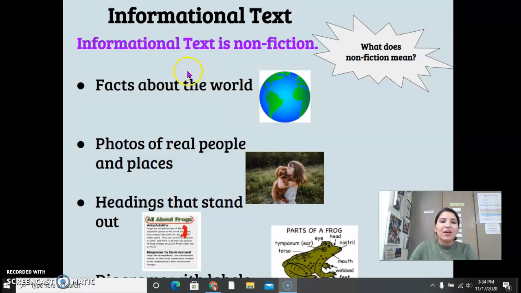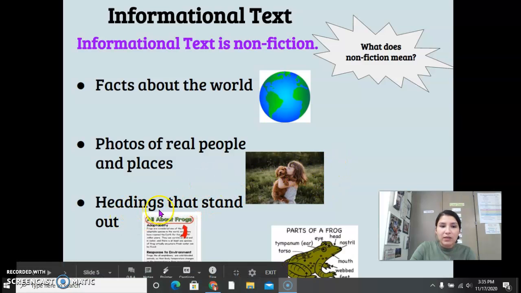Great job. Photos of real people and places. Like we talked about last time, this is a photo of a little girl and a dog. So this is a real person and a real animal. How do I know this? Well, because this is not a drawing. This is a photograph taken with a camera, okay?